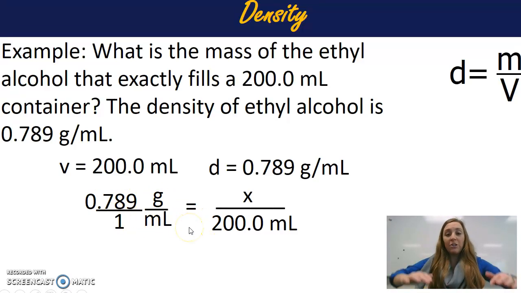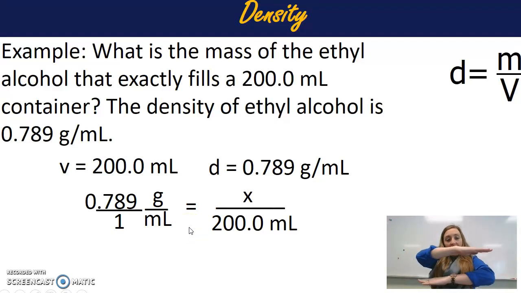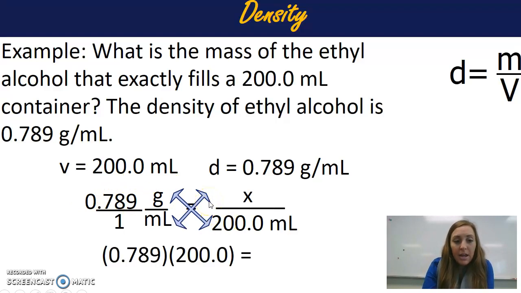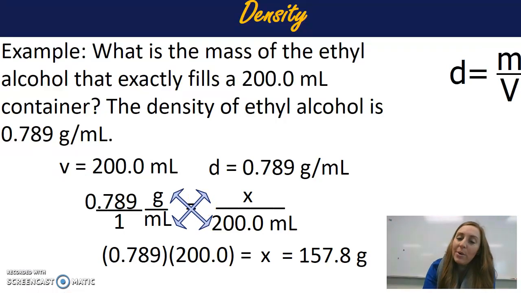So once you have two fractions, have you ever done this? Two fractions set equal to each other, you can cross multiply. There has to be those two situations to cross multiply. So you have to have two fractions that are set equal, then you can cross multiply. So straight across here, I've got 0.789 times 200. And that's equal to my x, because 1 times x is right there. And you solve that in your calculator to be 157.8 grams. That would be the mass of a 200 milliliter solution of ethyl alcohol.